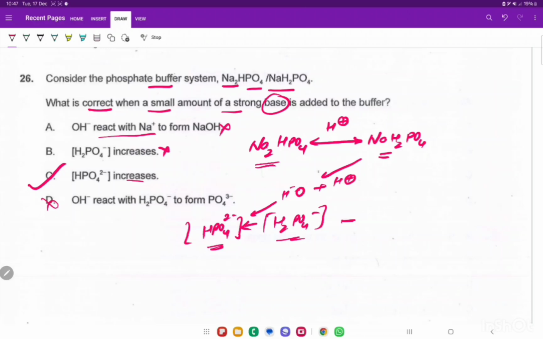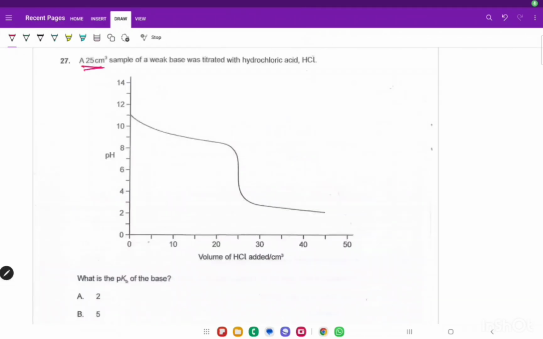Okay, question 27. 25 centimeter cube of weak base was titrated with hydrochloric acid. And we are adding hydrochloric acid to a weak base. The graph starts from around 11, and this is my neutralization point. This is your neutralization point around 25. The half neutralization will be around 12.5. Around 12.5, this is the half neutralization.